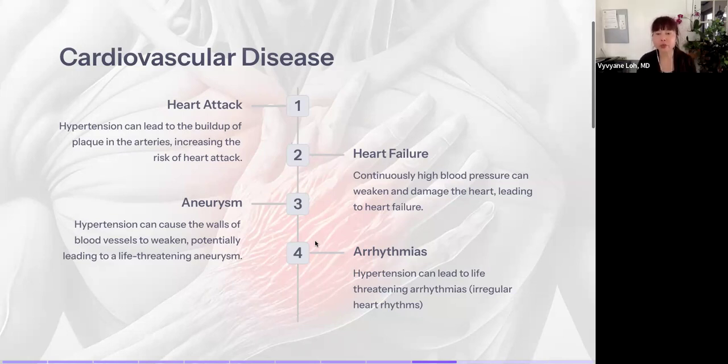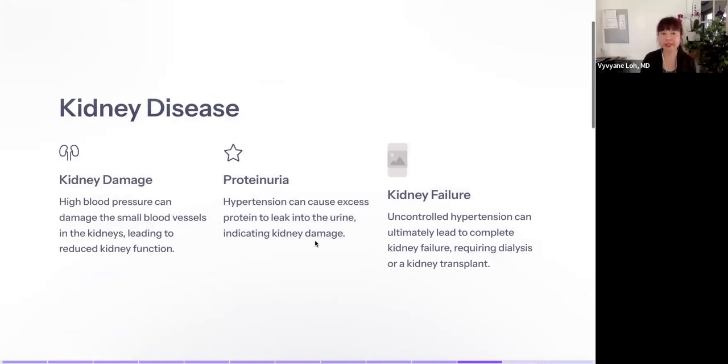Hypertension also leads to arrhythmias, which are life-threatening in some cases. An arrhythmia is an irregular heart rhythm, and we see people develop arrhythmias when they don't have their hypertension under control. Now, what about kidney disease?